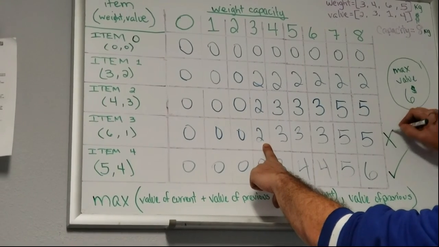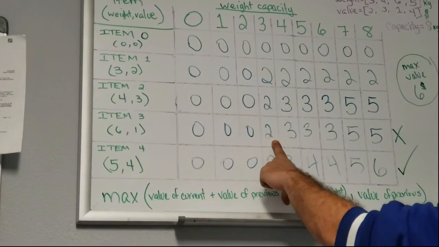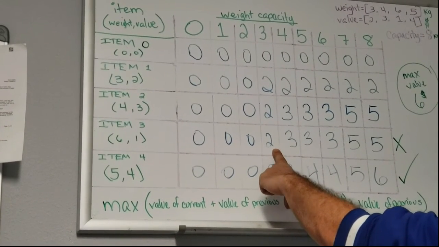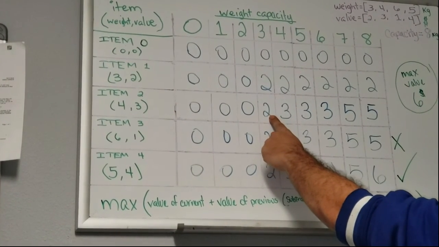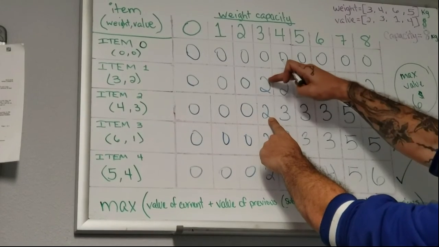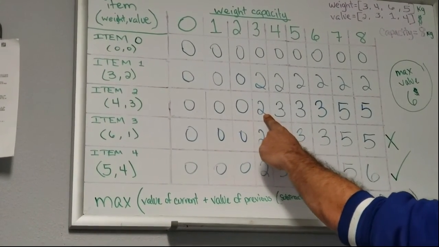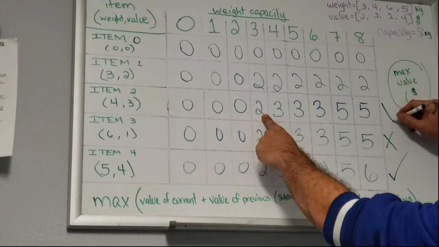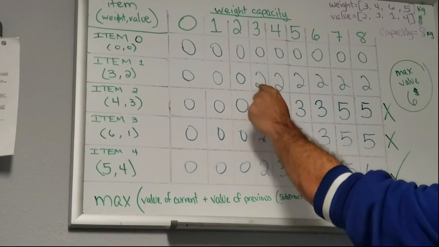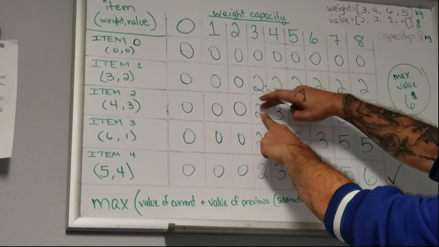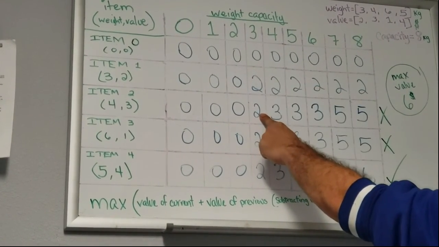So that means that we didn't include the value here for item 3. We didn't include item 3 into our knapsack. So we're going to go back up to this now, and we're going to check again to see if these values are the same. And these are the same. So that means that this item was just carried down from the previous. Remember, because the previous item carries down.